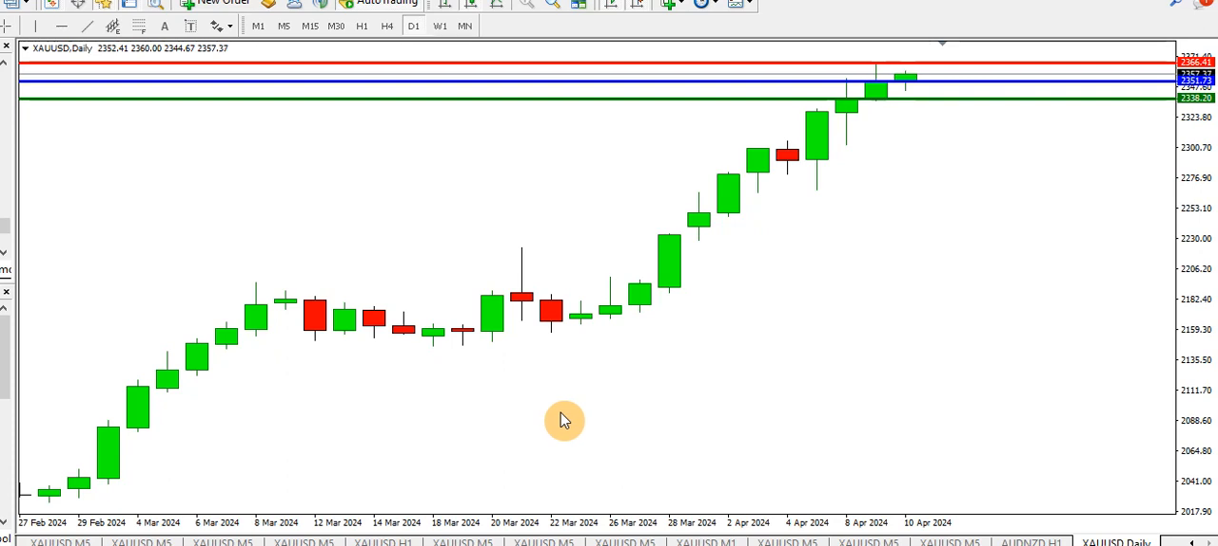Today we'll be looking at how we can scalp gold XAUUSD on the lower time frames. But before we go to the lower time frames, we're just going to take a look at what has happened on the higher time frames. And I'll be starting with the daily time frame using pivot levels.